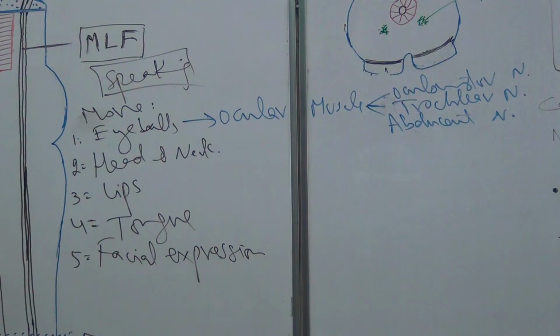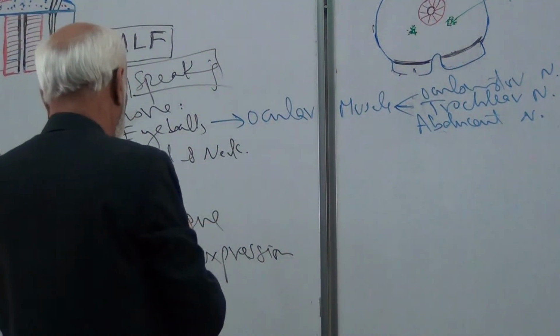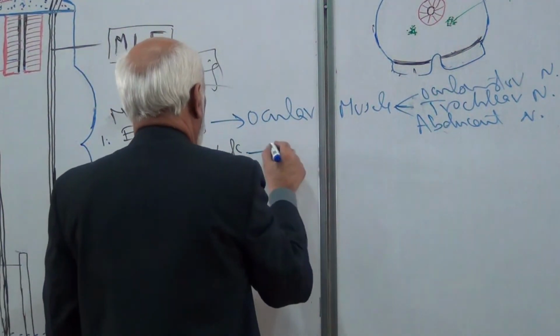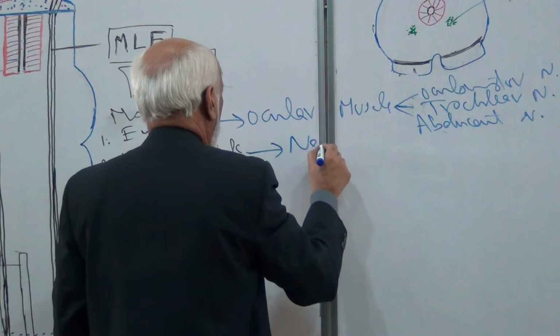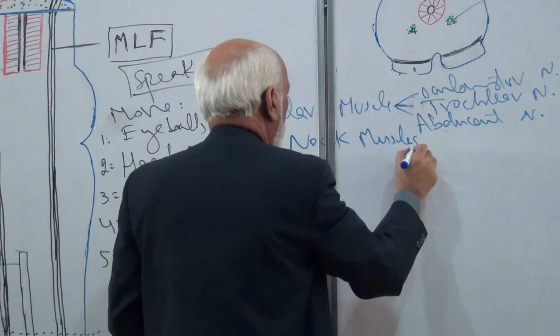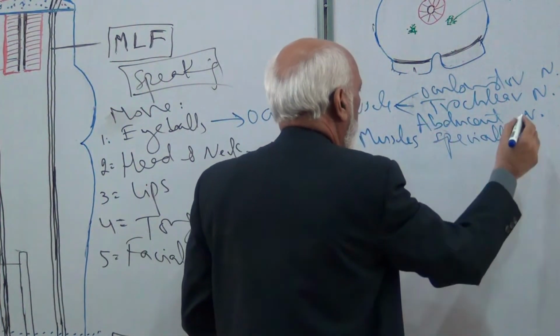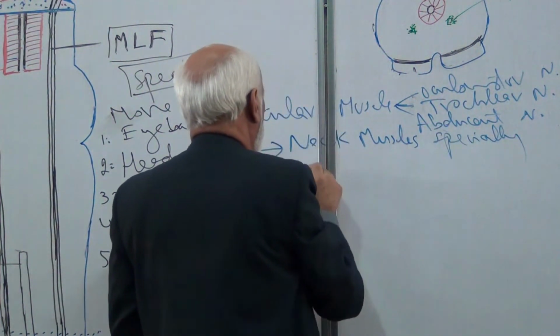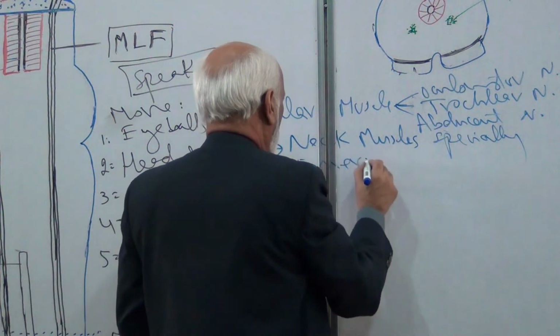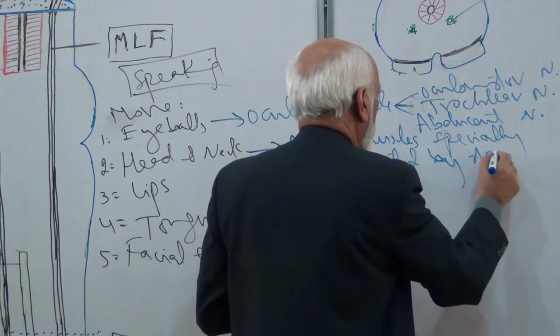Then you move your head and neck using neck muscles, specially supplied by the accessory nerve. Neck muscles, specially innervated by accessory nerve.